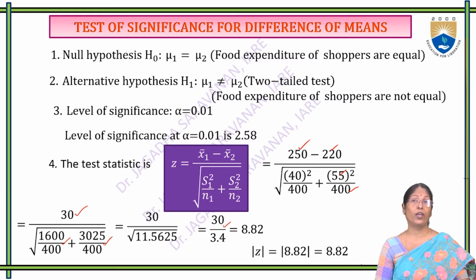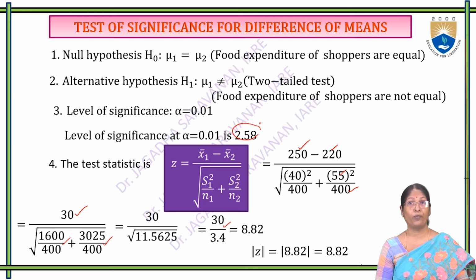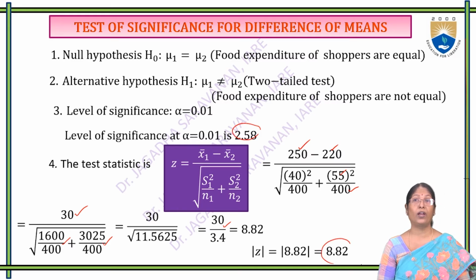Before moving to the next slide, here itself we can declare our result. That is, the tabulated value is 2.58, whereas our calculated value is 8.82. The calculated value is more than the tabulated value, so we can tell the null hypothesis is rejected. And one more point, our tabulated value is less than the calculated value. So the null hypothesis, what is defined? Food expenditure of shoppers are equal. We are not in a position to accept. It is rejected.